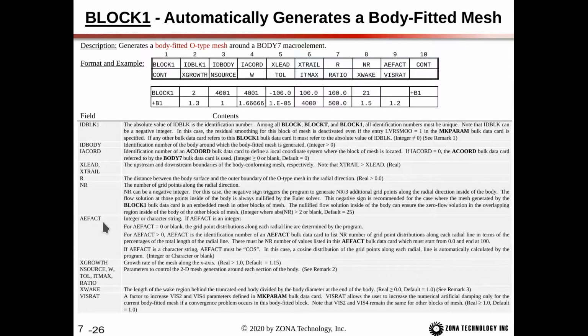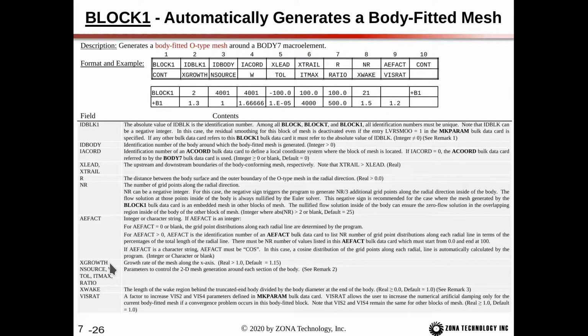Next we have the AEFACT field. If it is 0 or blank, then the grid points distributed along the radial line are determined by the program. So this would just be like an even distribution. If it's greater than 0, then it refers to an AEFACT card, which lists out the NR number of grid points distribution along each radial line in terms of percentage of the total length of the line. So this goes from 0 to 100. And then AEFACT can be a character string COS or cosine. In this case, we use the cosine distribution of grid points along each radial line.